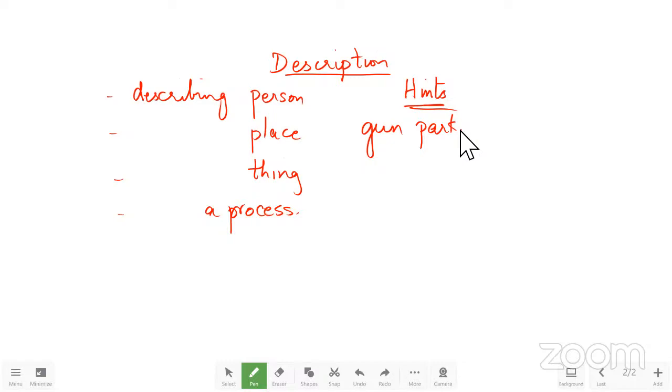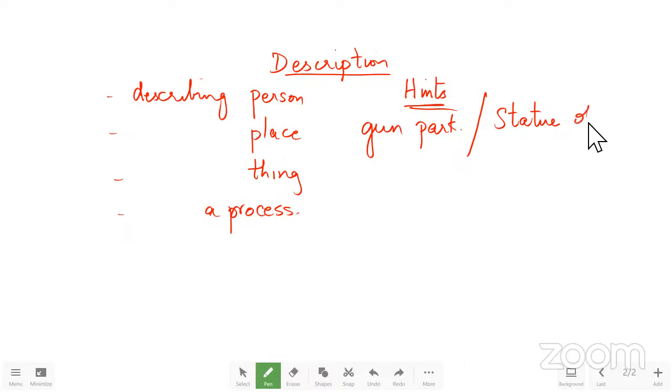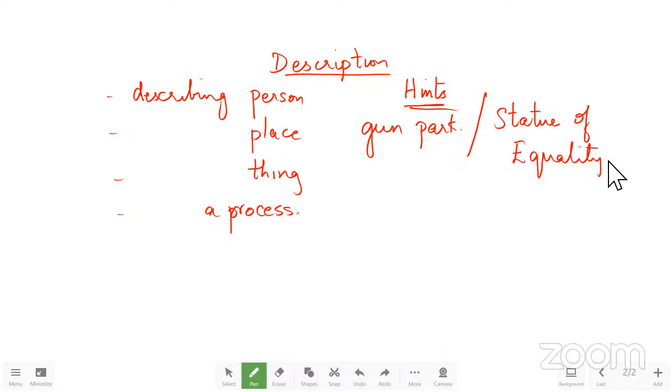Likewise, the Statue of Equality, all this was made during the reign of KCR. The Statue of Equality is also very much on the outskirts of Hyderabad. This statue is one of the tallest statues, and it is made out of 5 metals.